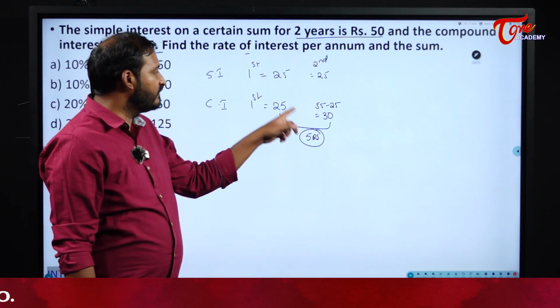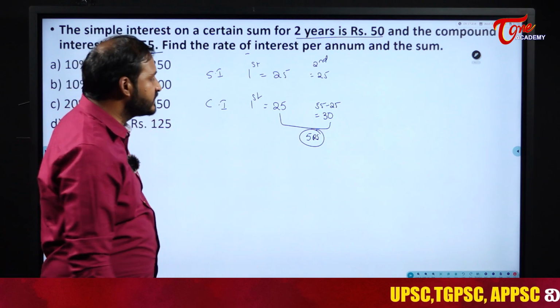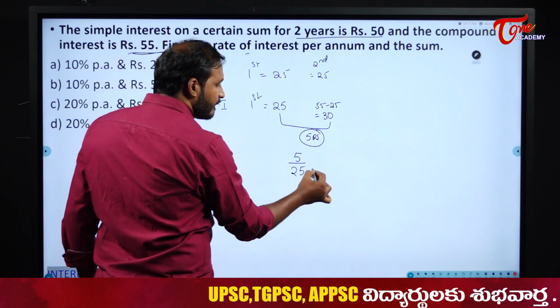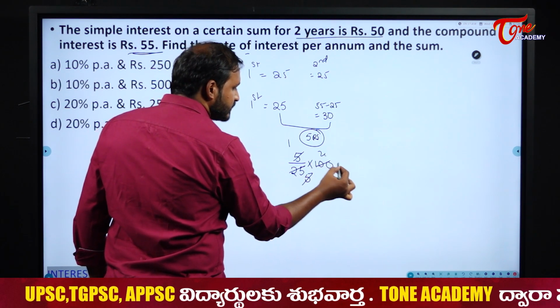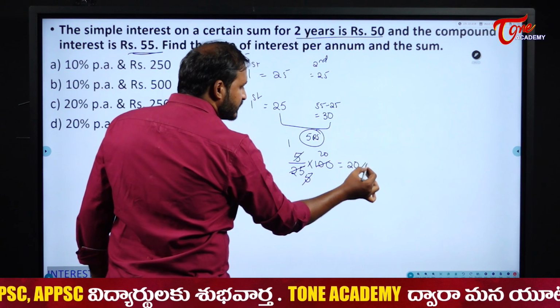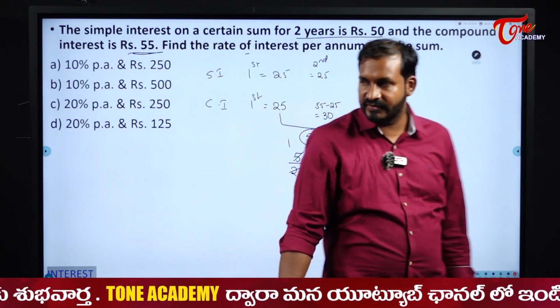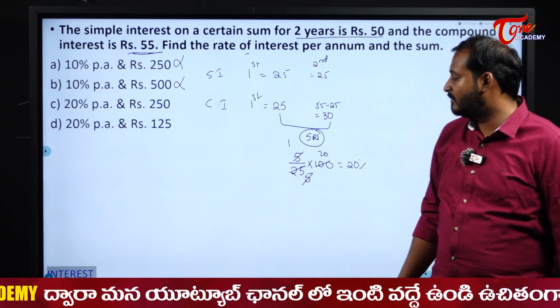Okay. So 5 rupees is what percentage of 25? So, 5 by 25 into 100. 5 ones, 5 fives, 5 ones, 5 20s. So that is 20%. So here the rate of interest is 20%. So 2 options are deleted. Now I will be left with only 2.